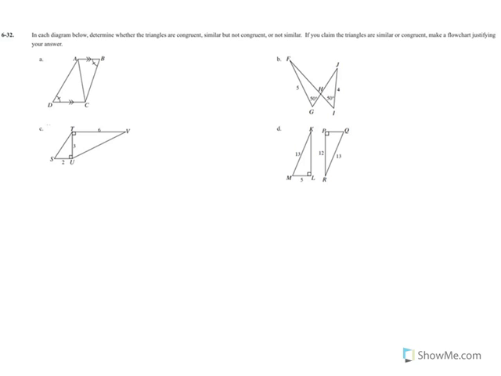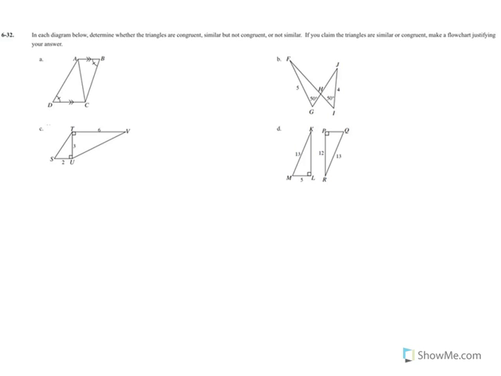The next question says, in each diagram below, determine whether the triangles are congruent, similar but not congruent, or not similar. If they're not similar, they're obviously not congruent either. If you claim the triangles are similar or congruent, make a flowchart justifying your answer. So let's just go through these and decide what we should use first.